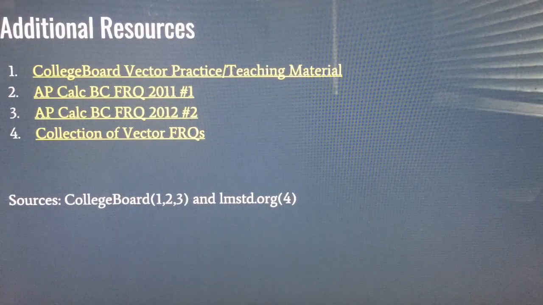Some additional resources that you can use is the College Board Vector Practice / Teaching Material, which they give as a lesson plan. The AP Calc BC FRQ 2011 number 1 and AP Calc BC FRQ 2012 number 2 are both good practices for vector FRQs. And then the last resource that I recommend if you're still having trouble is a collection of vector FRQs put together by a teacher at lmstd.org.